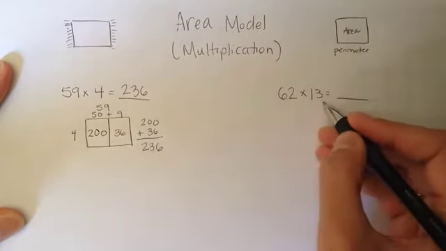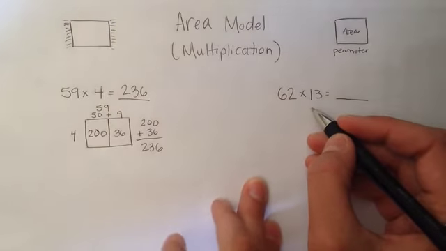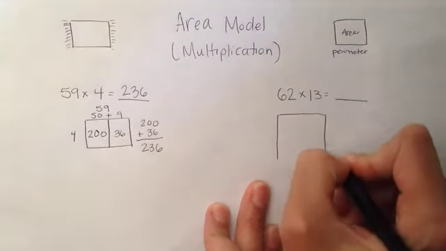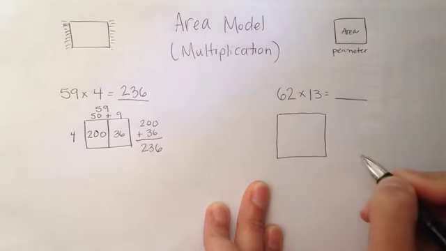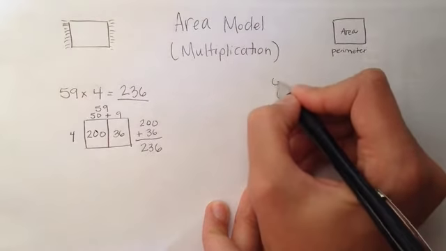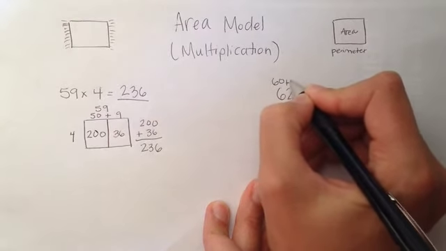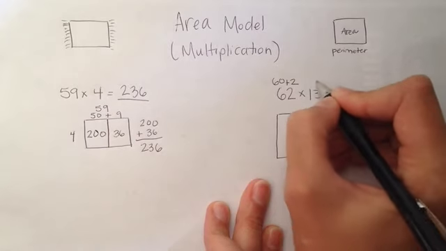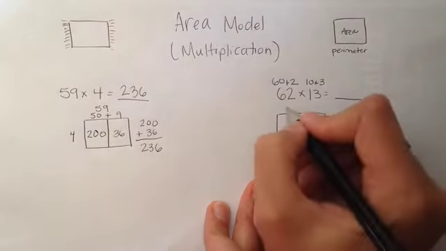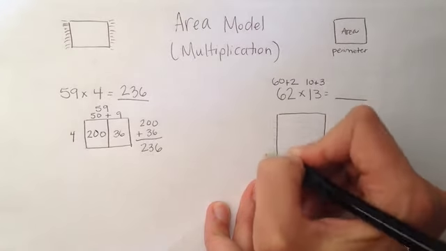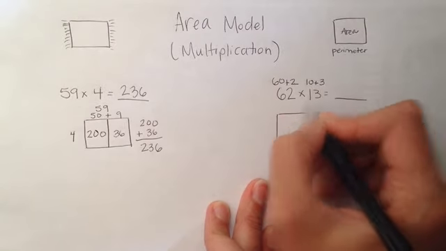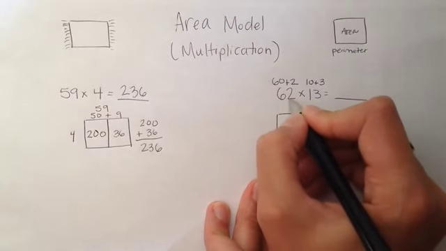Now a 2-digit by a 2-digit multiplication problem works in a very similar manner. This time though, our box is just going to be a lot larger, because when we break down 62 into expanded form, we'll have 60 plus 2, and when we break down 13, we'll have 10 plus 3. So it doesn't really matter which side you put these numbers on. You just have to put the 60 with the 2 and the 10 with the 3. So they have to add together to be these numbers.